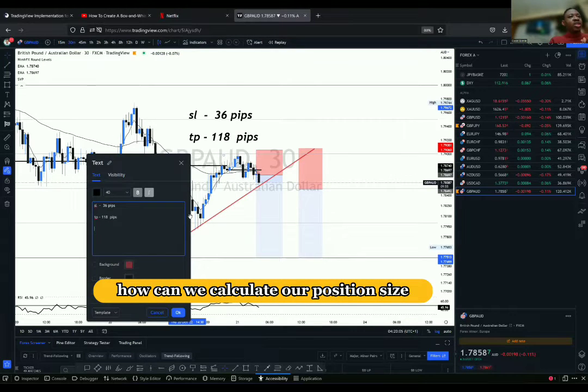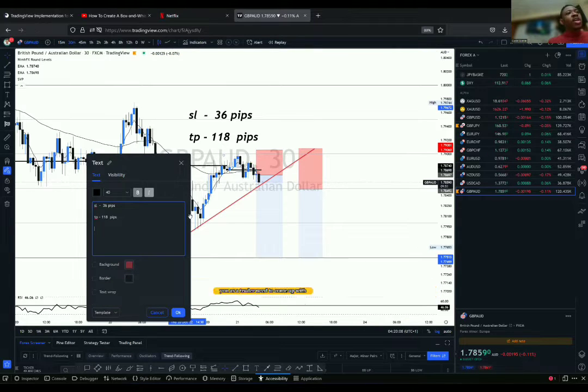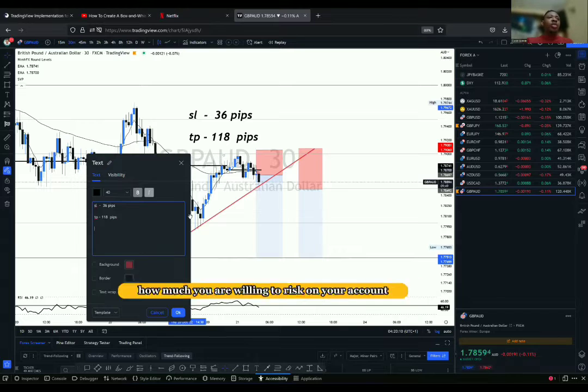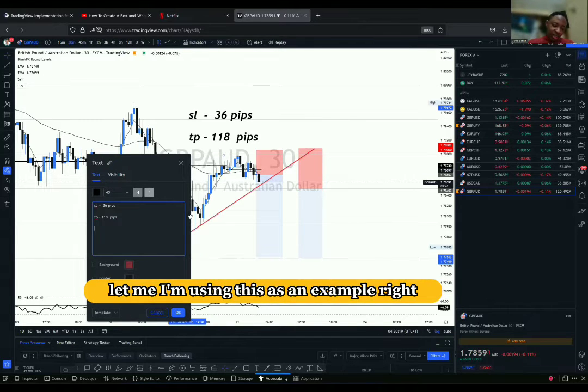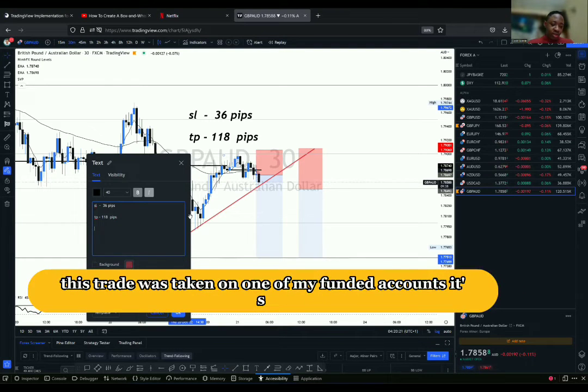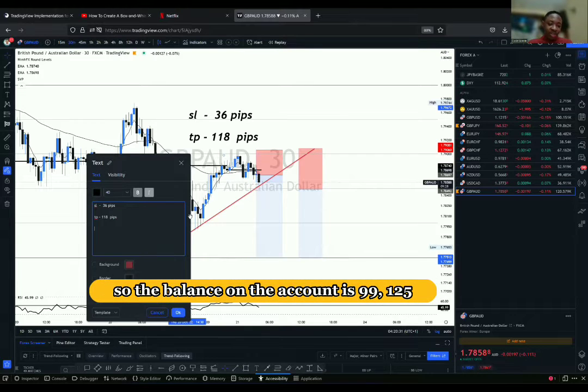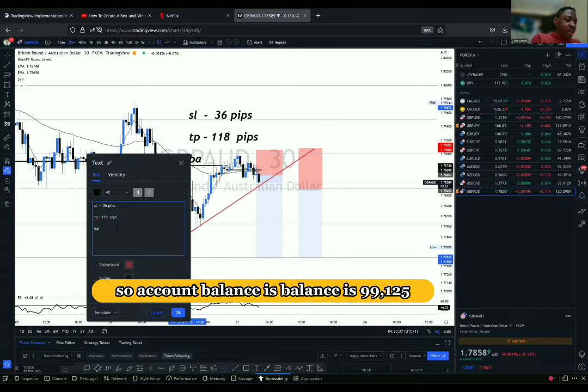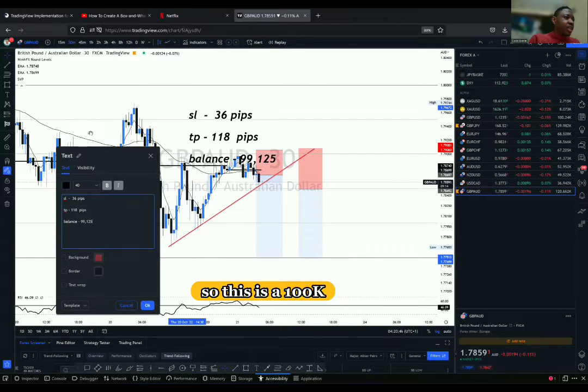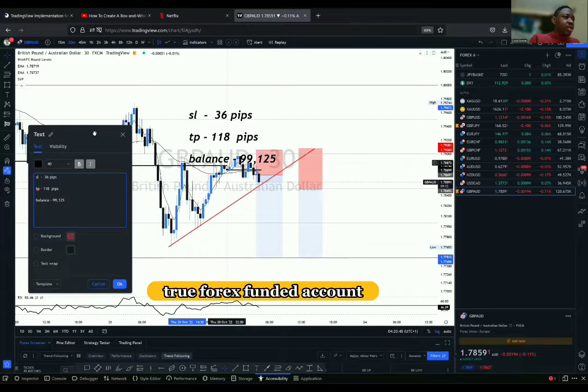How can we calculate our position size if we want to use position management? You as a trader need to come up with how much you are willing to risk on your account. This trade was taken on, I'm using this as an example, one of my funded accounts. It's currently a 100K account. I'm currently in drawdown, so the balance on the account is 99,125. So this is a 100K True Forex Funds funded account.